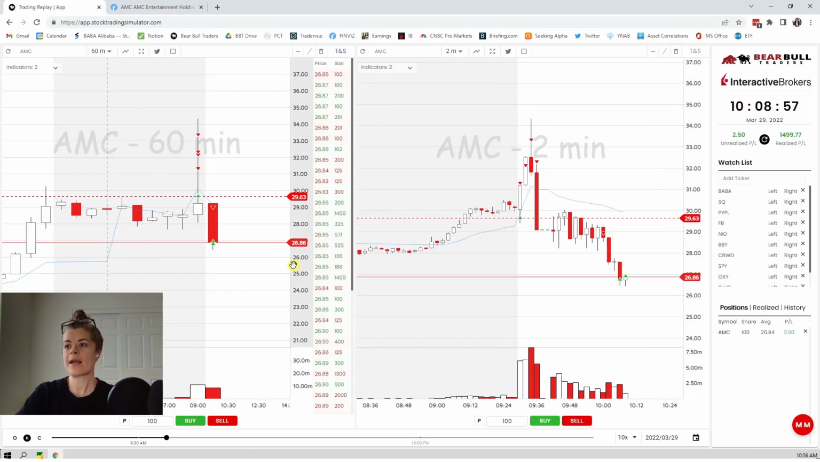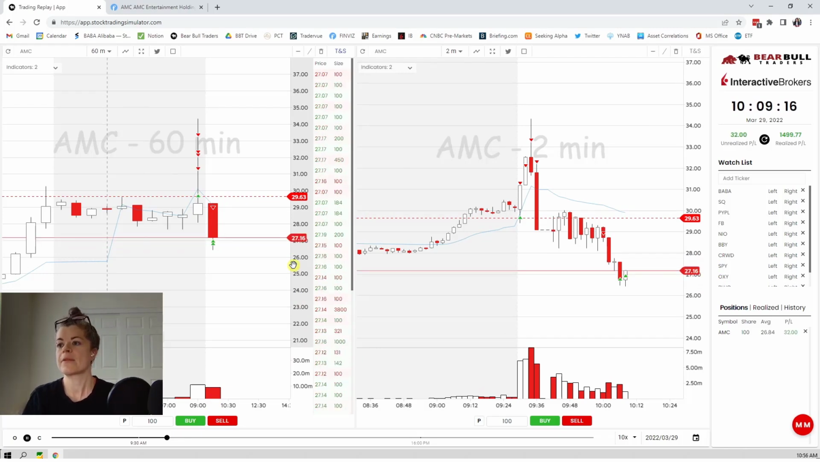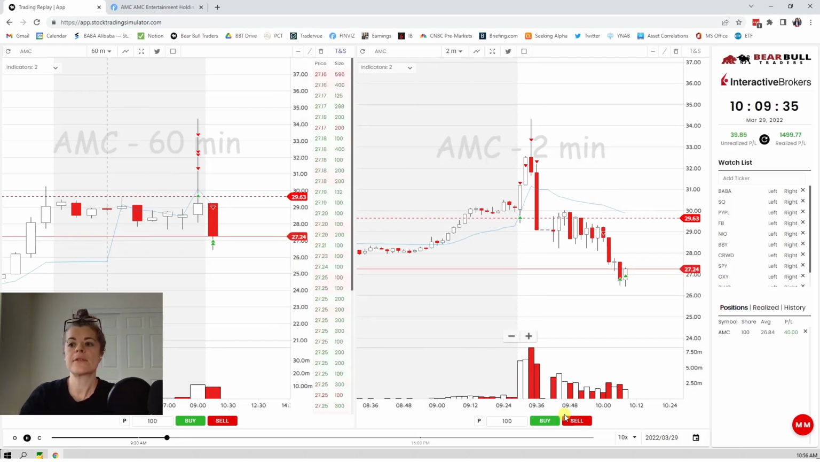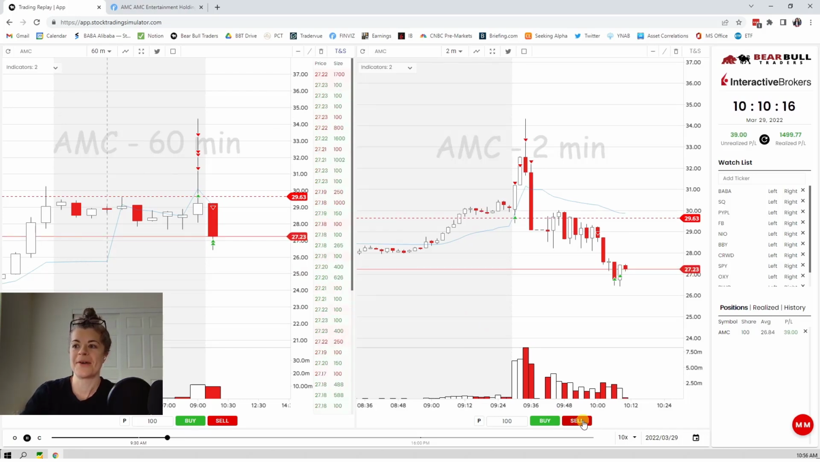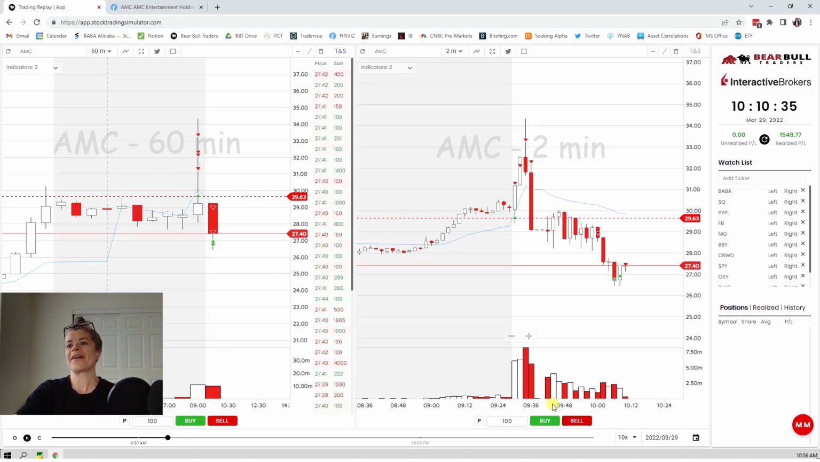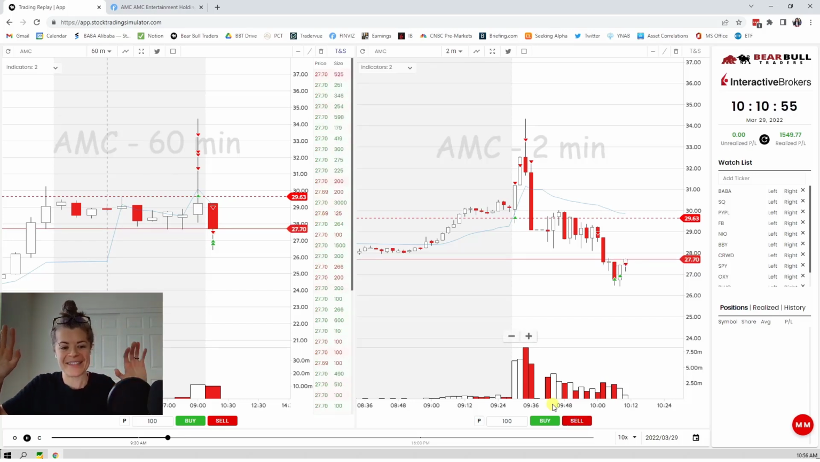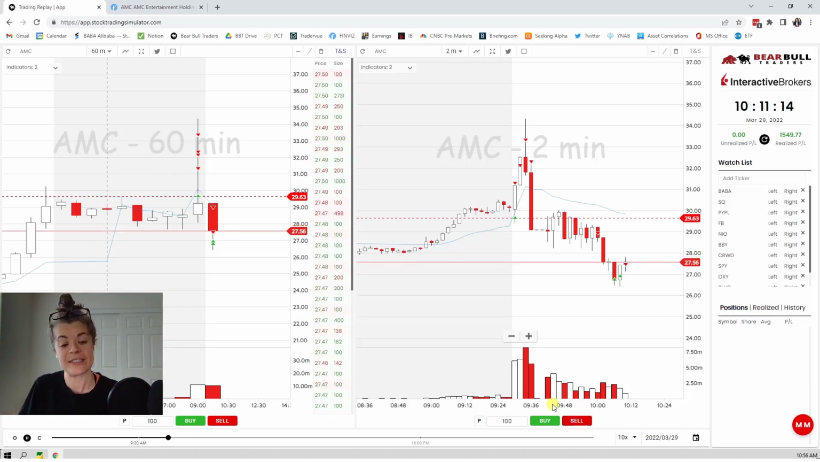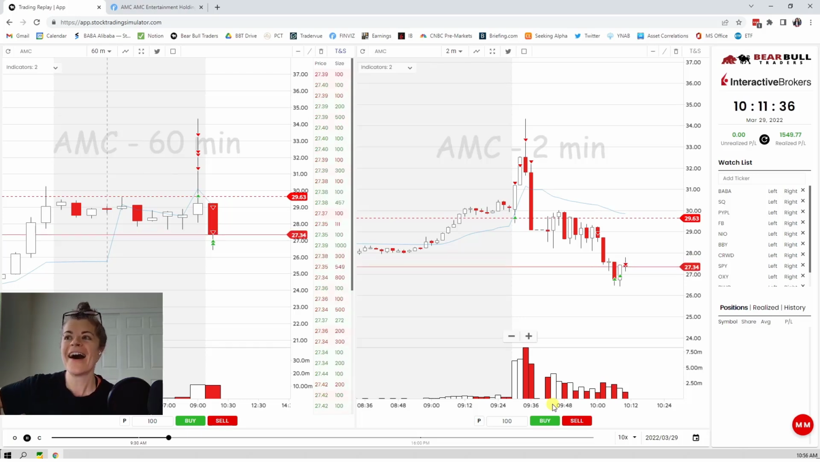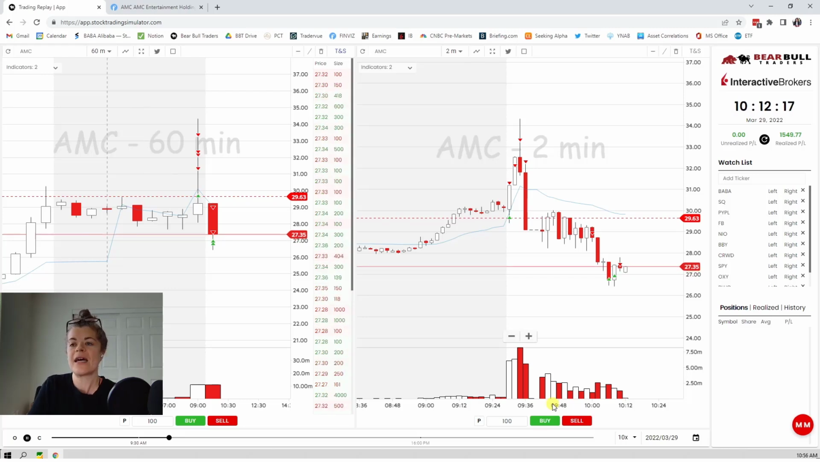So I'm just going to buy, and I'm just going to get out of this. So I may have entered long on this. So there, all right. Washed my hands of this trade. See, meme stocks even stress me out when I'm in the simulator. Anyways, that is how I would have traded AMC.